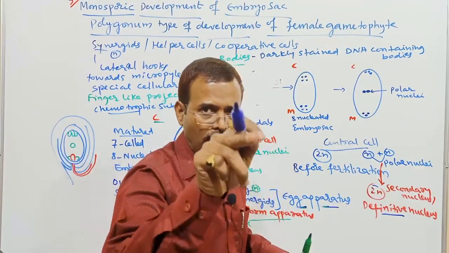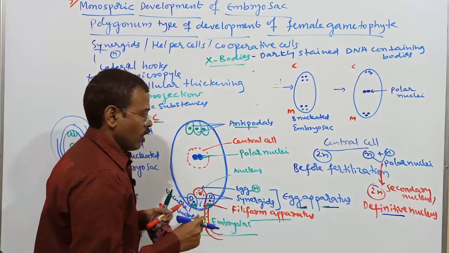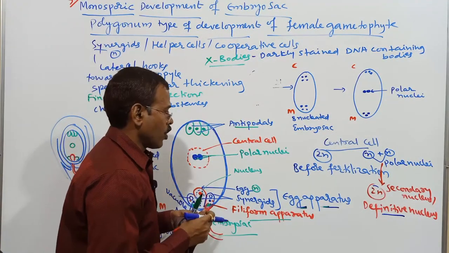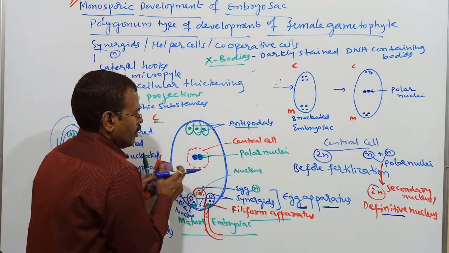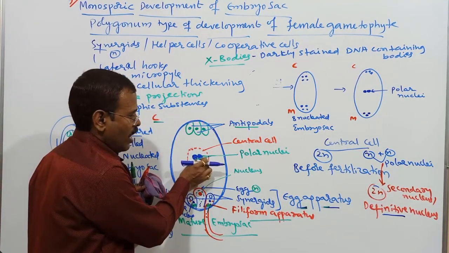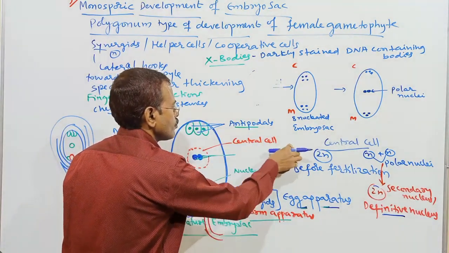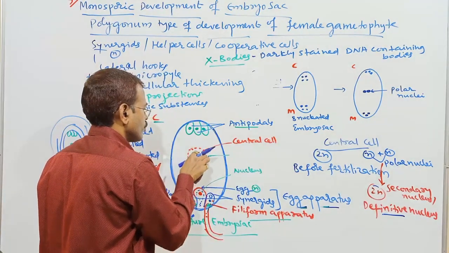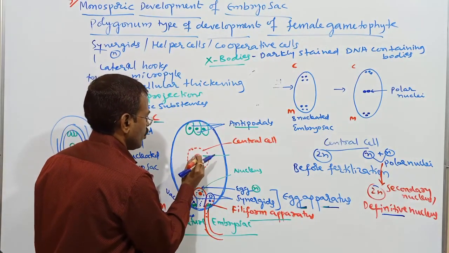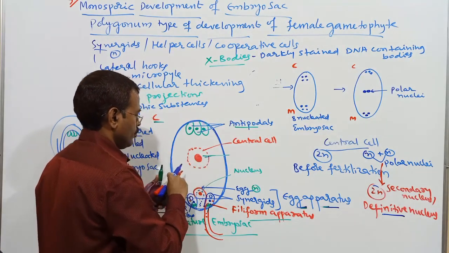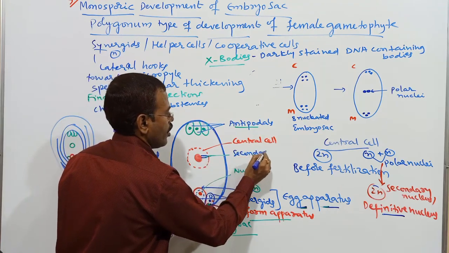So the central cell has the diploid secondary nucleus or definitive nucleus. So you can show, see, I have shown separately the polar nuclei. You can show secondary nucleus.